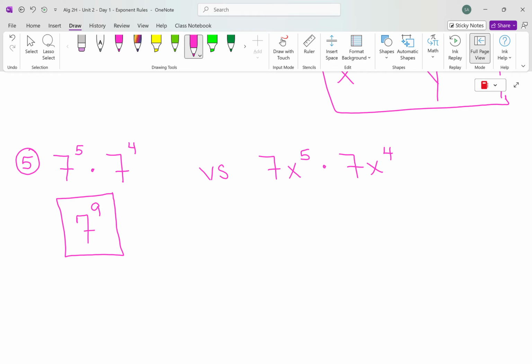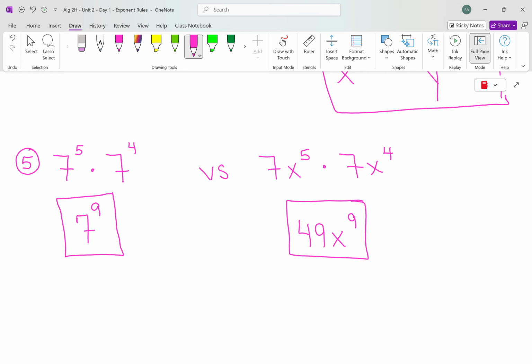Now this other one, 7x to the 5th times 7x to the 4th, you multiply your coefficients and you get 49x to the 9th. Very different problems here. I will tell you, the biggest mistake that I see on the test is that students write a problem like this as 49 to the 9th power. We don't want to make that mistake. It's not 49 to the 9th power. The 7 is a coefficient, not a base.